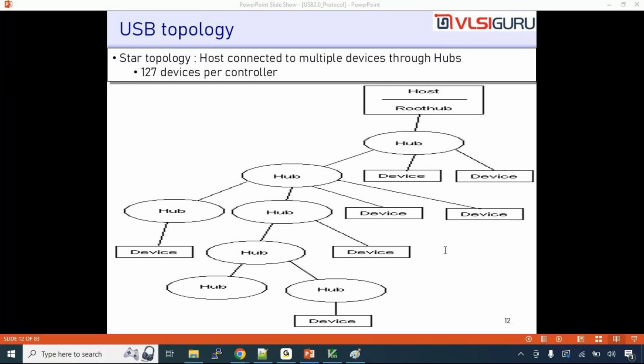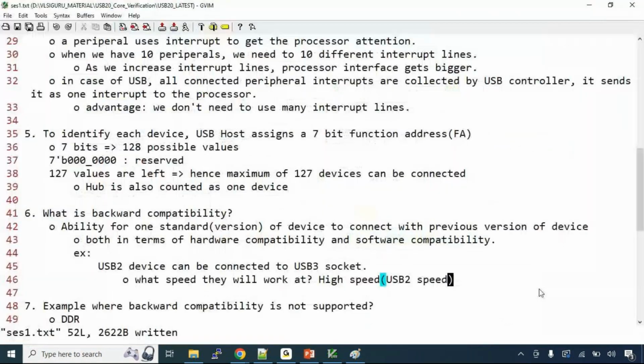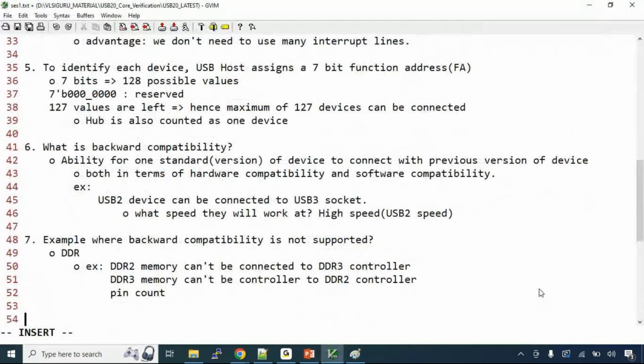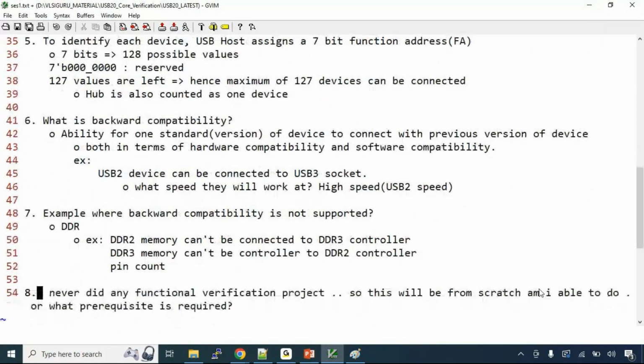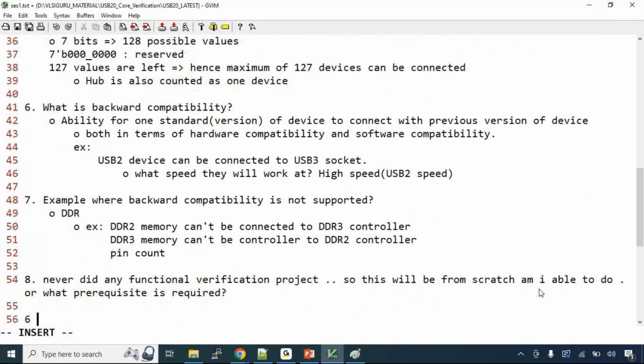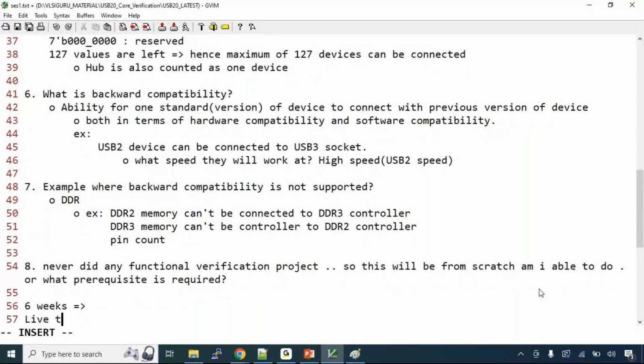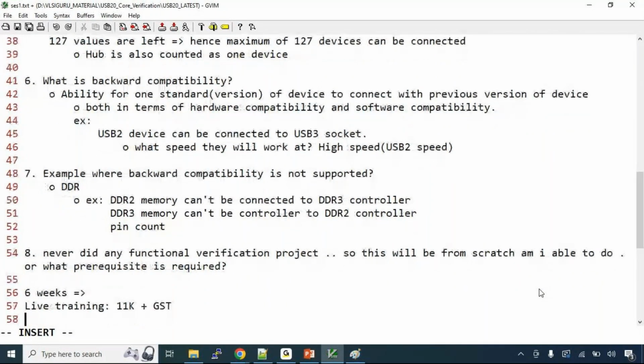Sir, how much will we be charged for this USB course for verification? USB core verification, I think it should go for around 6 weeks. I'm assuming that, though I said 5 weeks, it will go for 6 weeks. If you go for live training, I said 11K plus GST. If you go for e-learning, where you just go with the recorded videos, it costs 9K plus GST. Okay, sir. Thanks.